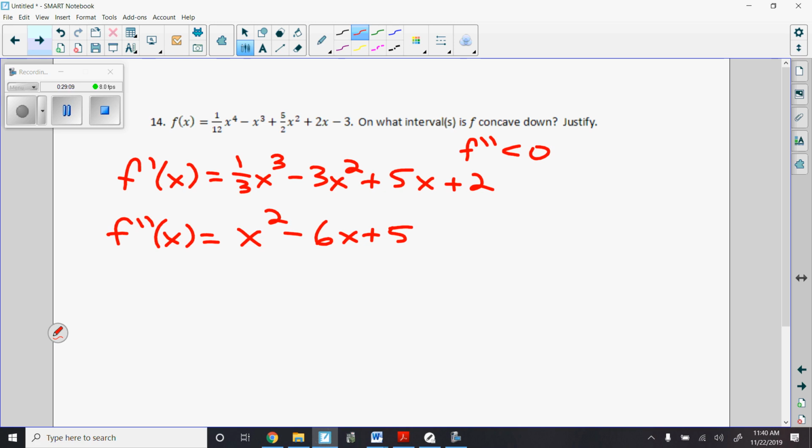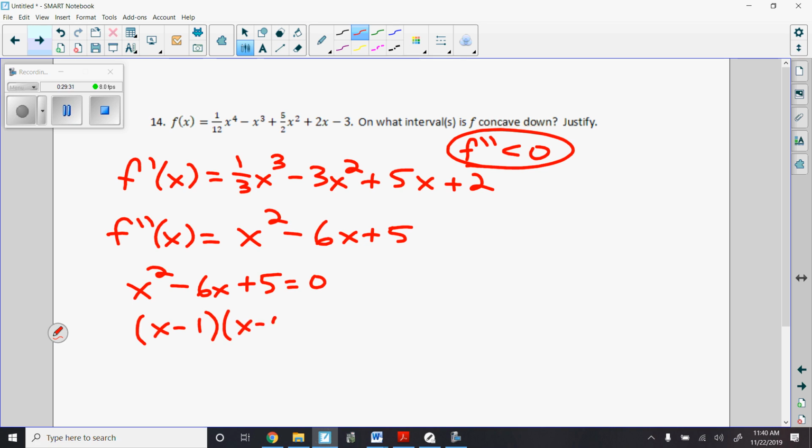So now I want to figure out where something is positive or negative. I first want to figure out where that thing is 0. So I want to figure out where f double prime of x is equal to 0. So I'm going to set this equal to 0. And the 2 numbers that multiply to make positive 5 but negative 6 are minus 1 and minus 5. That gives me 2 solutions, x equals 1 and x equals 5.